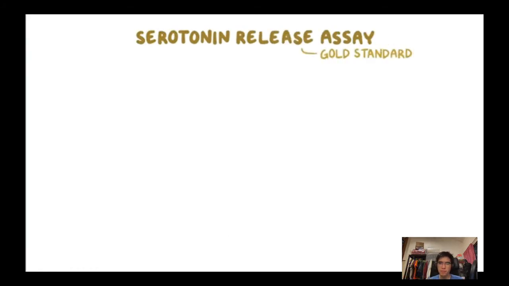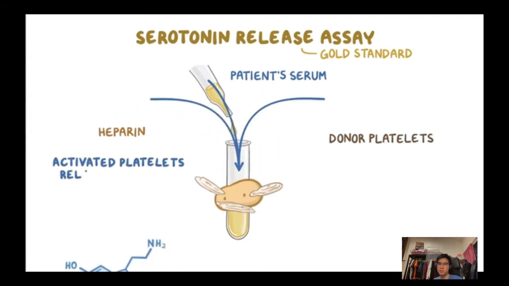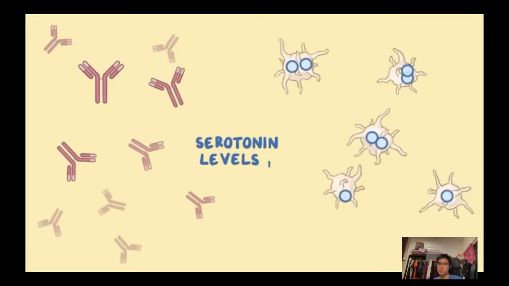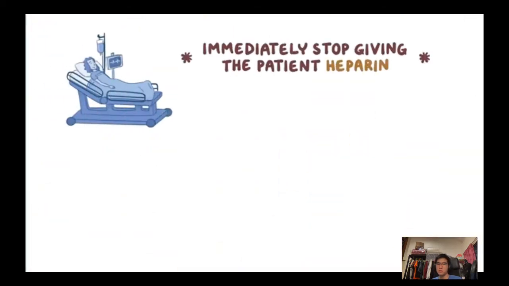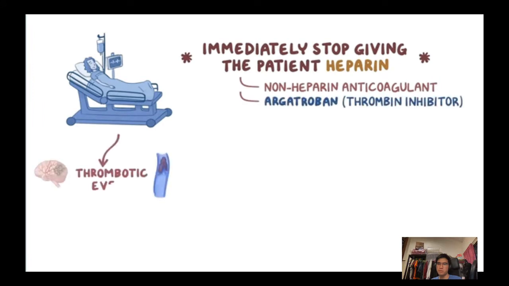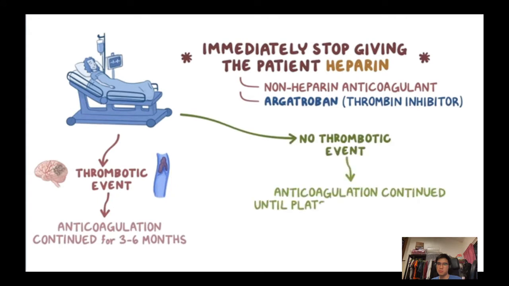A more specific test is a serotonin release assay, which is the gold standard for diagnosing HIT. In the serotonin release assay, the patient's serum is mixed with heparin and donor platelets. Activated platelets release serotonin. So in a positive test, the patient's serum has antibodies that activate the platelets and the serotonin level will increase. While confirming the diagnosis, it's important to immediately stop giving the patient heparin and to start anticoagulation with a non-heparin anticoagulant, like argatroban, which is a thrombin inhibitor. If the patient has a thrombotic event, anticoagulation is continued for 3 to 6 months. If there was no thrombotic event, then anticoagulation continues until the platelet count normalizes.